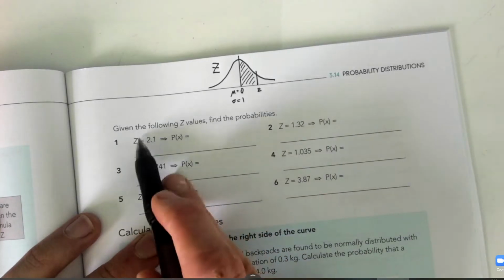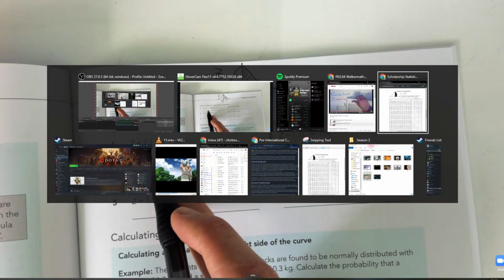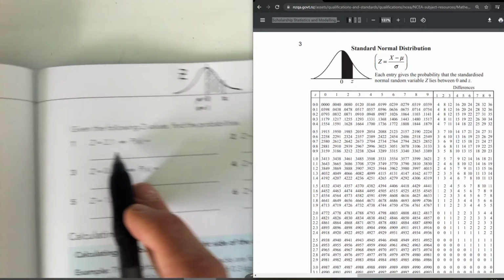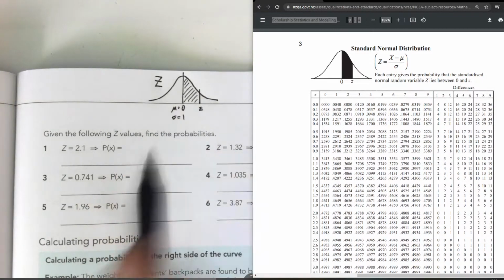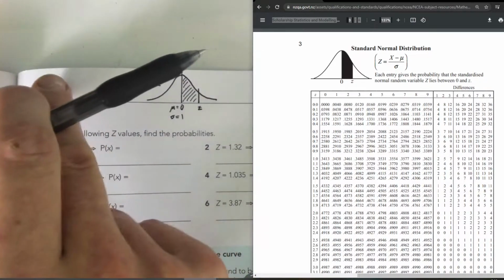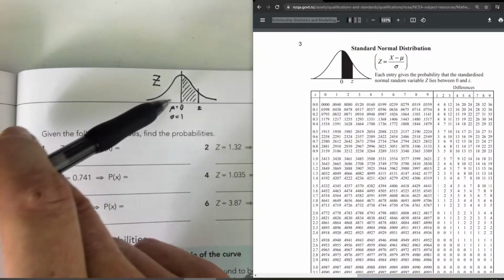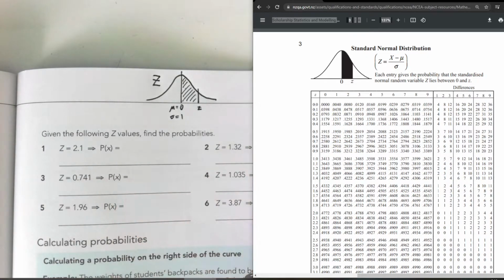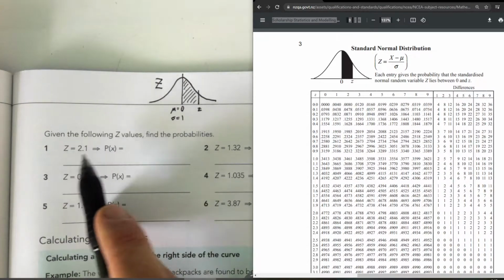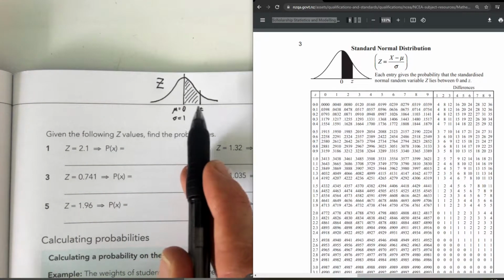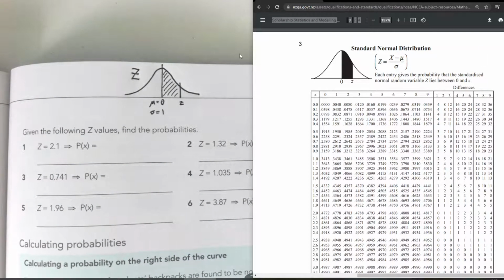So here our little z is 2.1. I'm going to open up the table that we get given in our NCEA exam. See how the picture over there has the exact same picture of the same distribution, and it's between 0 and z. What this table does is find the probability of occurring between 0 and any z. So we've just got to learn how to use this table.